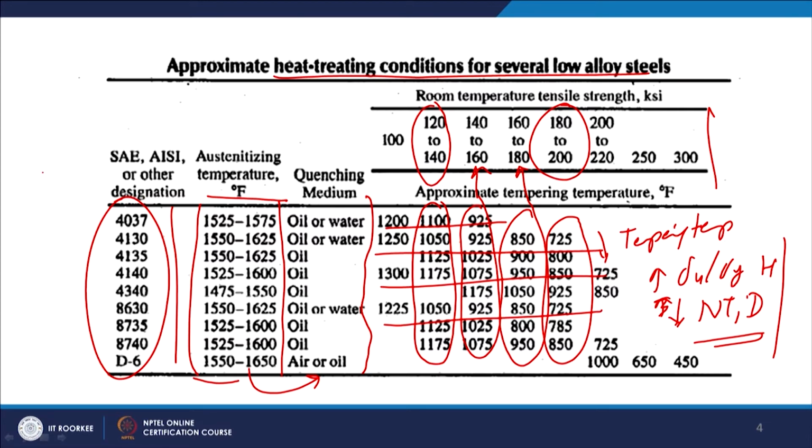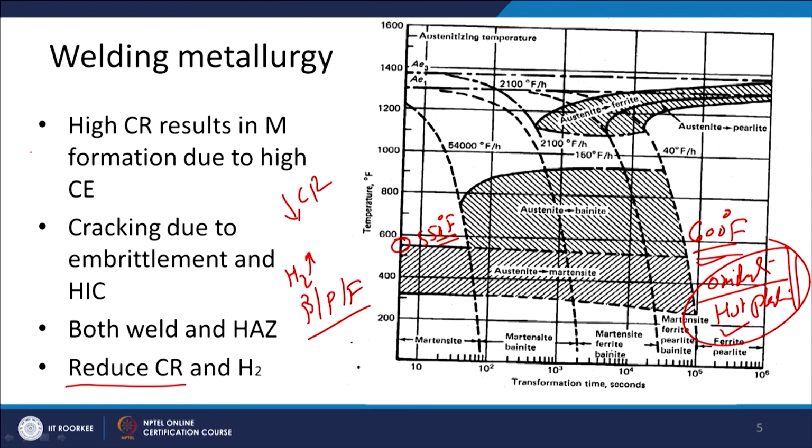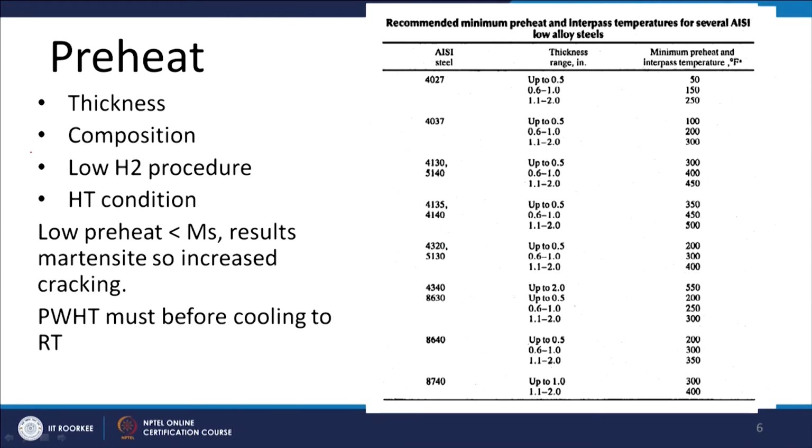So, basically in only Q&T steels we do not require post weld heat treatments, but heat treatable low alloy steels are definitely given the quenching and tempering treatment after the welding, so that the properties which were affected after the welding can be restored. So, about the welding metallurgy related aspects we have already talked about.